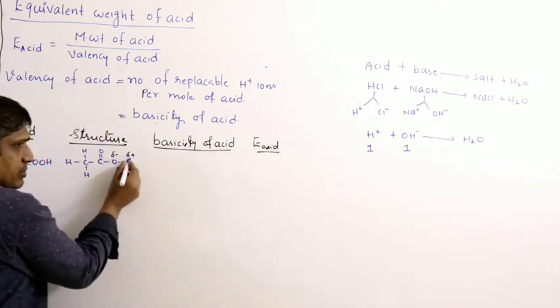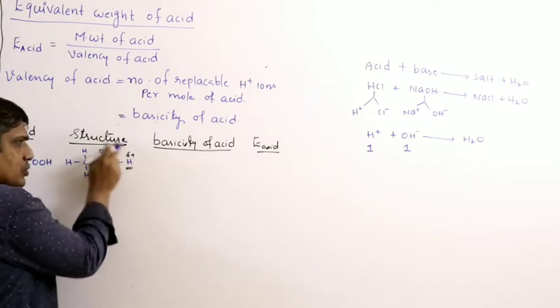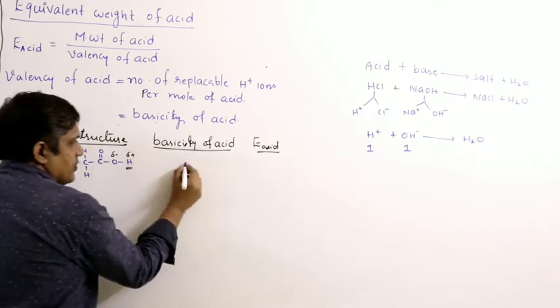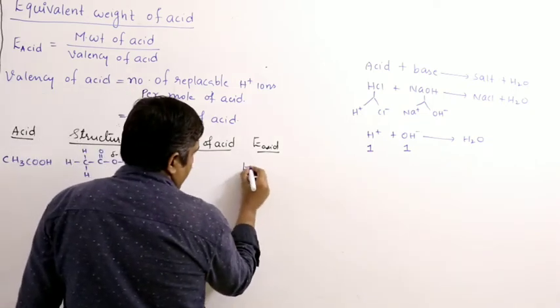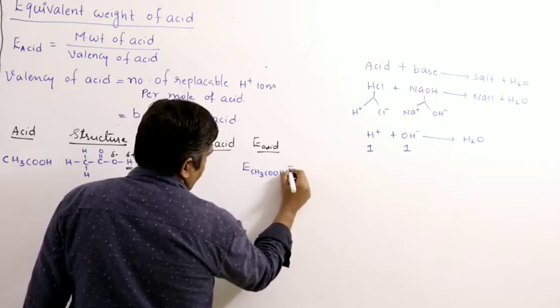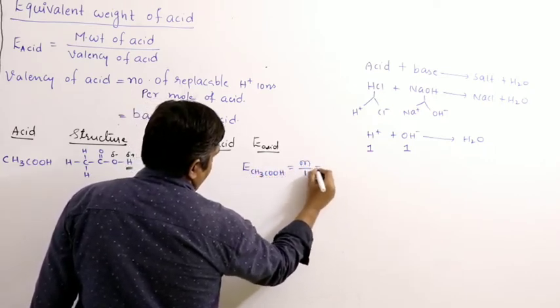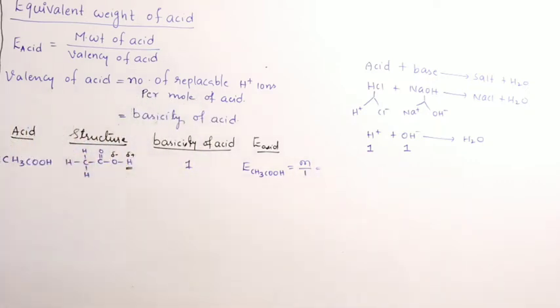Since it releases 1 H plus, you require 1 OH minus. So basicity, the number of moles of base required to neutralize 1 mole of this acid, is 1, because there is only 1 H plus. So what is the equivalent weight of acetic acid? Molecular weight by 1. Okay, molecular weight you can calculate. I think you will get around 60.